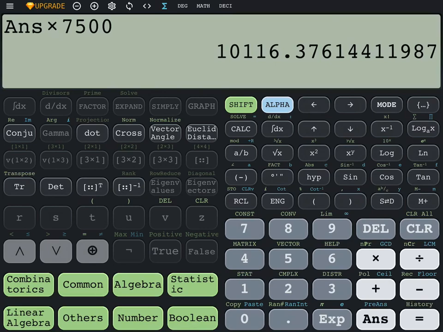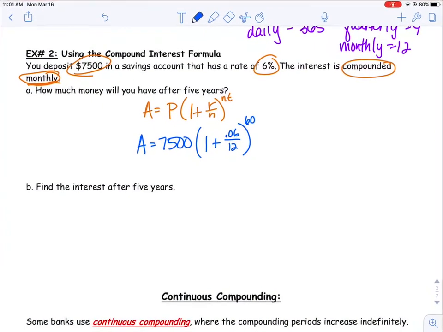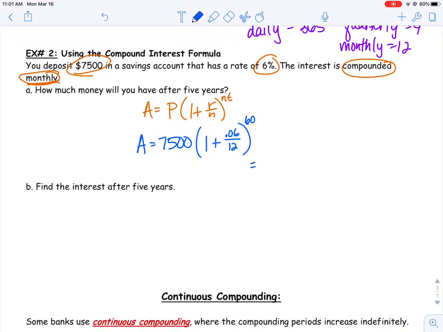Make sure you can use your calculator and punch it in correctly in the correct order so you have that same number as I do. I know all of our calculators are a little bit different, so you might need to play around a little bit to make sure that you know how to use your calculator properly, but it's important that you know how to enter this in your calculator so you get the right answer. So again, $10,116.38 would be the amount of money that we have in our account after 5 years.